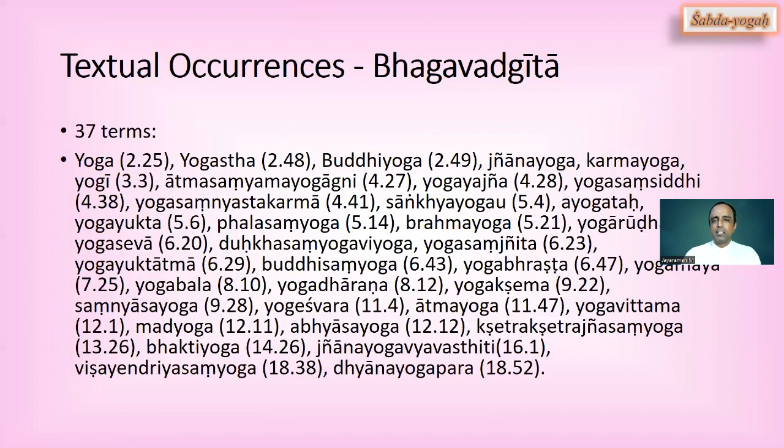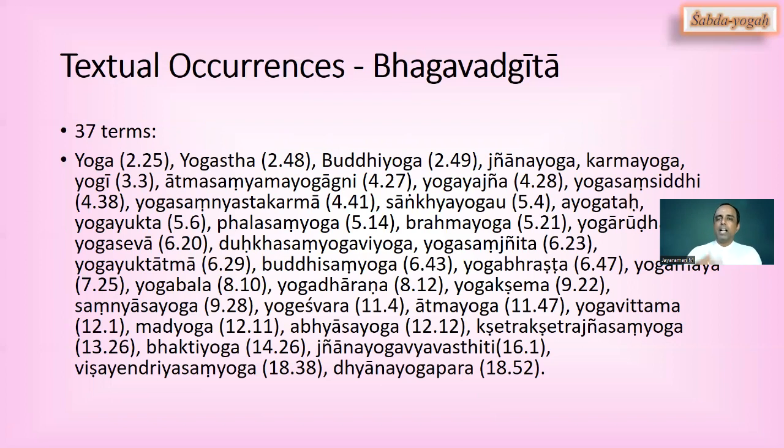Another interesting idea is that about 37 unique expressions of yoga are found in Bhagavad-gītā. You can see them with references given here. One can refer and study more. Like yoga, yogastha, atma sanyama yoga, yoga yajna, and just reading a few: yoga bhrashta, dukha sanyoga, viyoga, yoga seva, yoga kshema, sannyasa yoga, abhyasa yoga, bhakti yoga, jnana yoga vyavasthiti, dhyana yoga para. All these wonderful compounds and expressions on yoga are found, about 37 such terms.